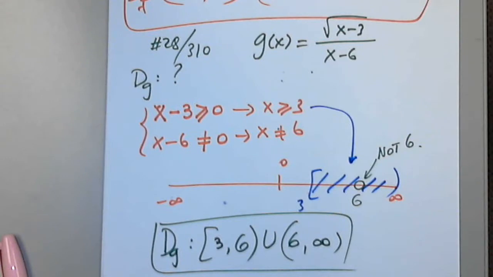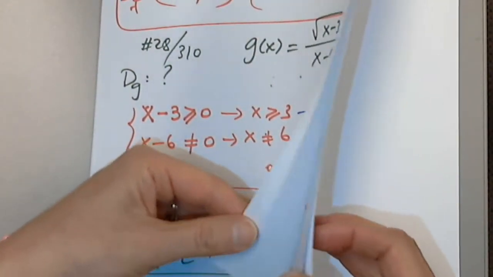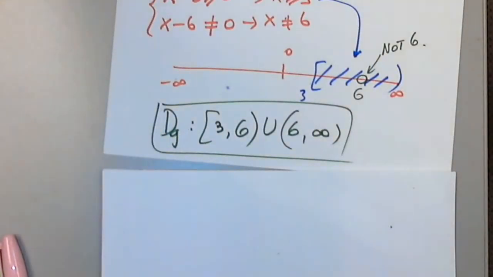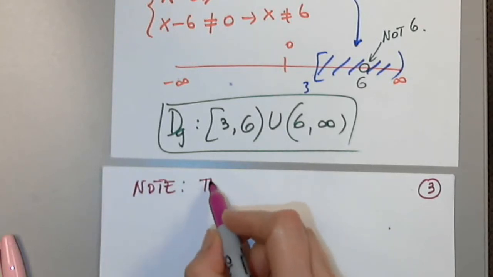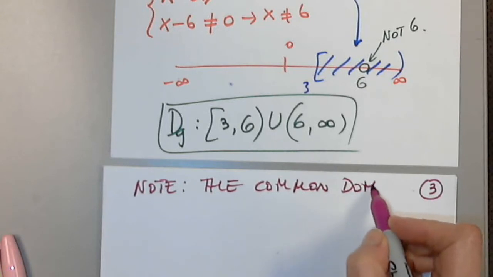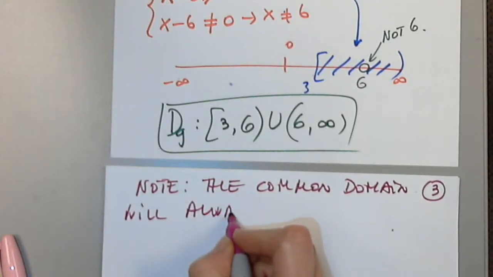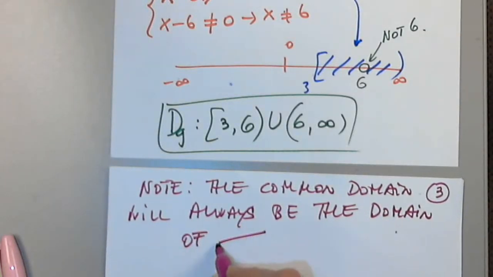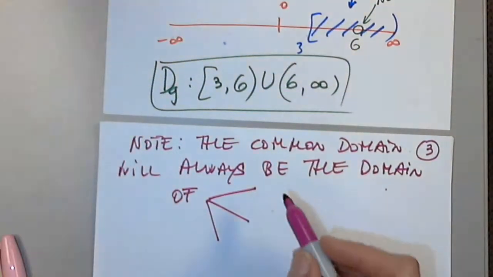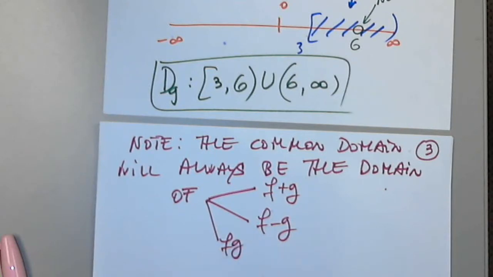Now I would like to pick two functions and determine the sum, difference, product, and ratio. Before we do that, I want to put in here a note. Note: the common domain will always be the domain of three different functions: the sum, the difference, and the product. So when I'm asked to find the sum, difference, product, ratio, and so on and so forth, this is how I start. I find the domain of function f, I'm going to show you in a minute. I find the domain of function g. I find the common domain, which will always be the domain of these three functions, and then I proceed.